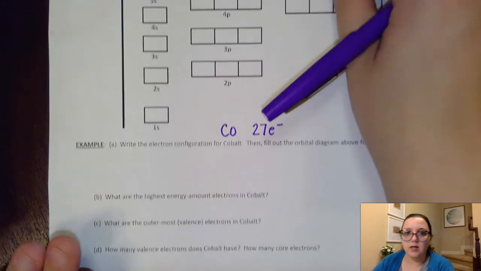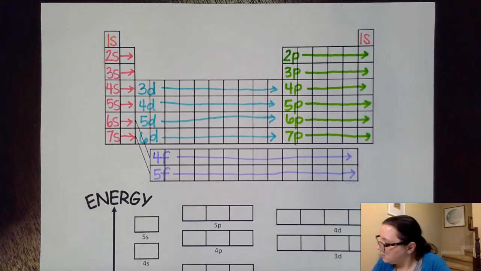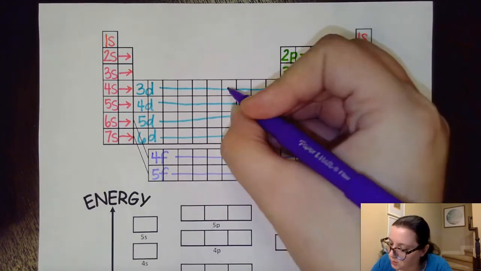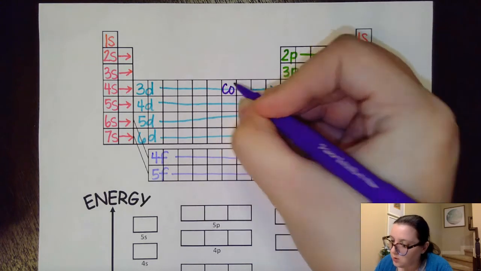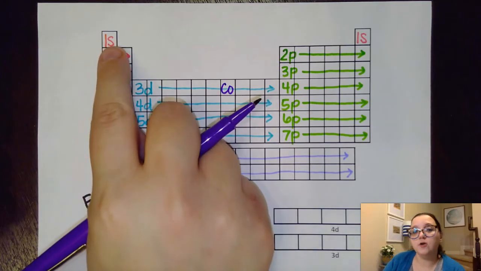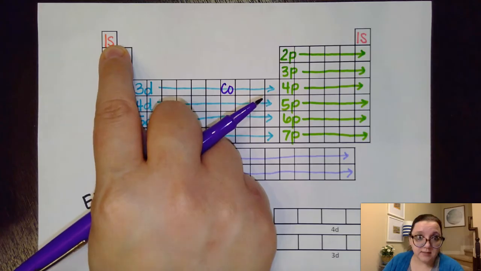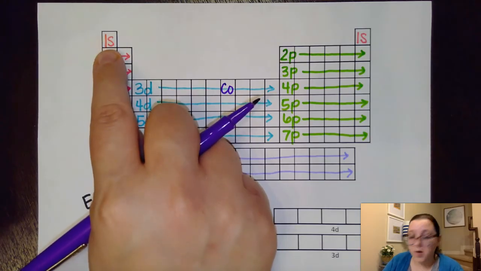So scooching back up here for a second. I'm going to go ahead and show cobalt on here. You don't have to, but I'm going to write it in here. Cobalt is right there. And I'm going to read this table like a big old paragraph. I'm going to read everything I went through from start to finish. So I can see here that first I'm starting off at the 1st energy level with an S sublevel. I'm starting off at 1S.